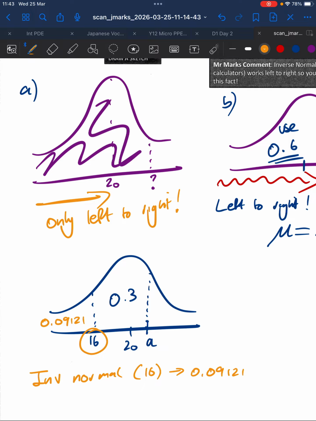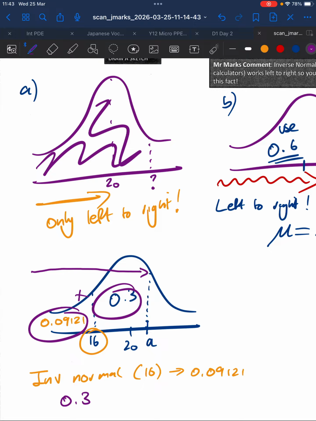Okay, so 0.09121. Well, this is really useful because now what I can do for my calculator is I can add these together because I know that covering this distance is equivalent to doing 0.39121. So I'm going to do inverse normal of this, and my calculator says to me 19.17. Now, what do you notice? I placed A on the wrong side because I didn't know where it's going to be. Actually, the A is over there.